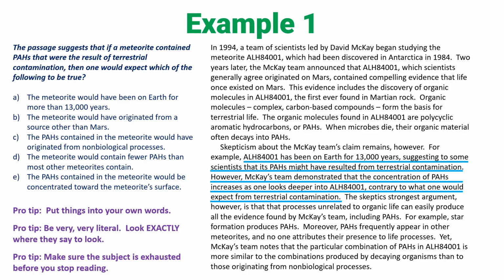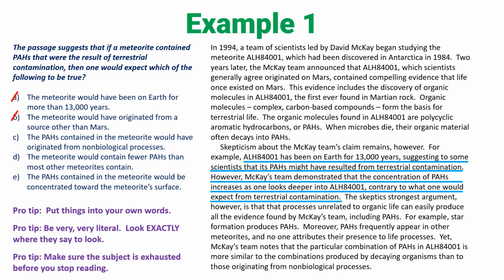Okay, great. Let's see if we get an answer choice that says anything like that. Well, A is out because just because a meteorite's been on Earth for 13,000 years doesn't mean it necessarily would have terrestrial contamination. B is also out. Where it came from has nothing to do with it. C, I don't quite understand it.